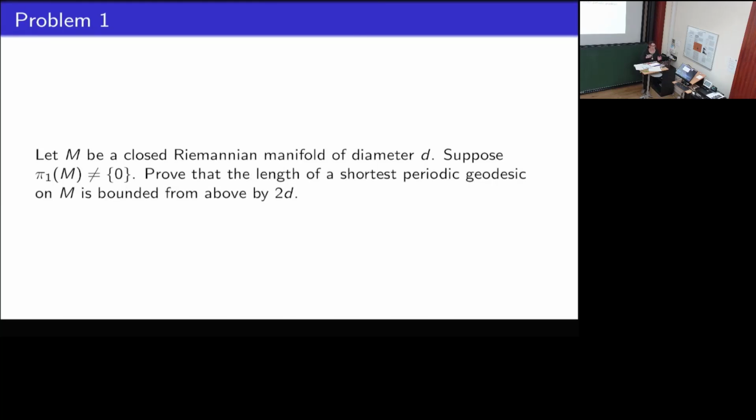Okay, so here is a problem. I was told that I should suggest some problems, so here's the first problem. Show that for a not simply connected manifold, you can always find a periodic geodesic of length bounded by 2d, d is the diameter.